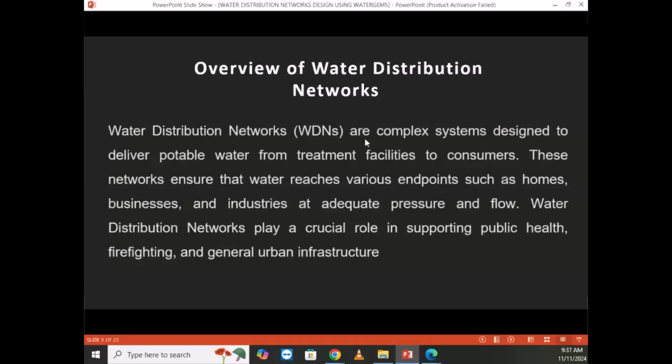Sorry, I want to ask one question. For our case, after treatment, from the treatment plant, we pump water to the main tank. And from there, we distribute that water to other tanks. From that big tank, do we call it a distribution network? Because we are not supplying directly to the end consumers.